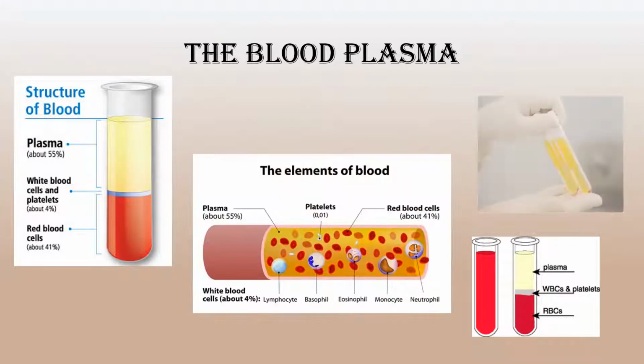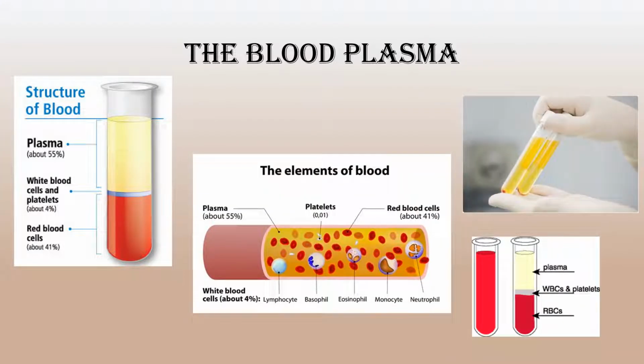The blood plasma. The blood plasma forms 55% of the total volume of blood. It's the matrix of the blood tissue. On it, the various blood corpuscles are present. It is a complex fluid with inorganic salts and organic compounds. The organic compounds of plasma include soluble proteins such as albumins, globulins, fibrinogen, amino acids, lipids, vitamins, and waste material.